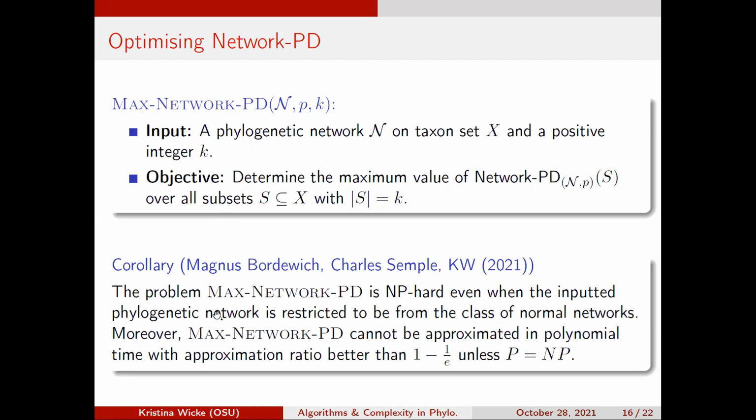And again, it cannot be approximated in polynomial time with approximation ratio better than 1 minus 1 over E unless P is NP. Just as an open problem, what we currently don't know is whether this result we have for all path PD in terms of level 1 says anything about network PD for level 1. We haven't really looked into that. Okay, so that's the second measure that's maybe a little bit more realistic.